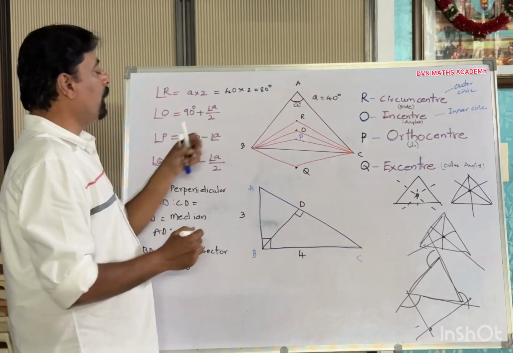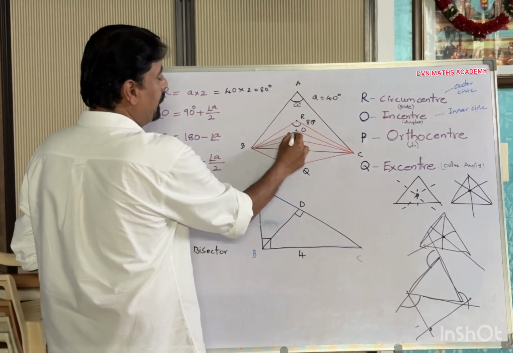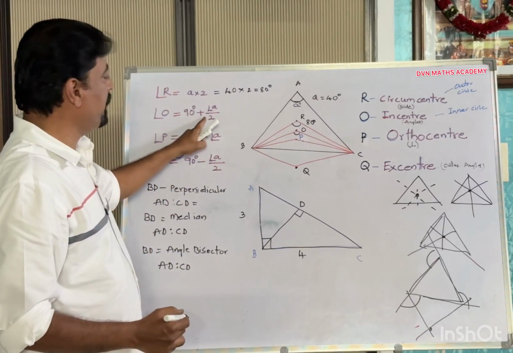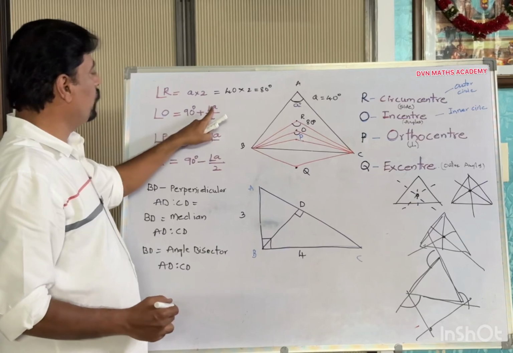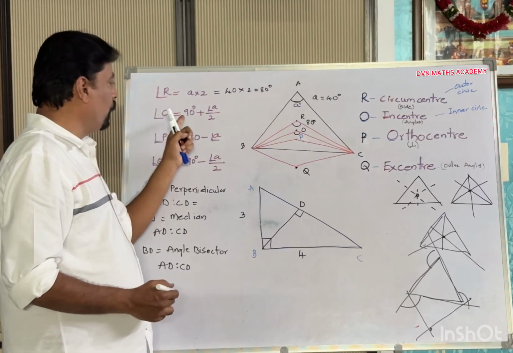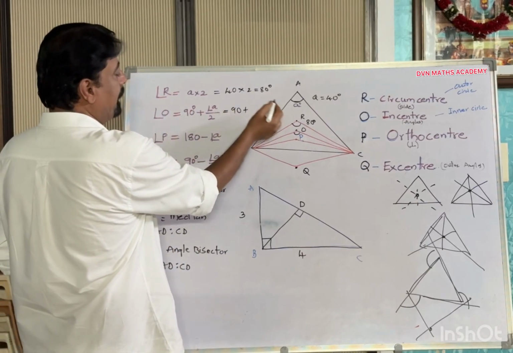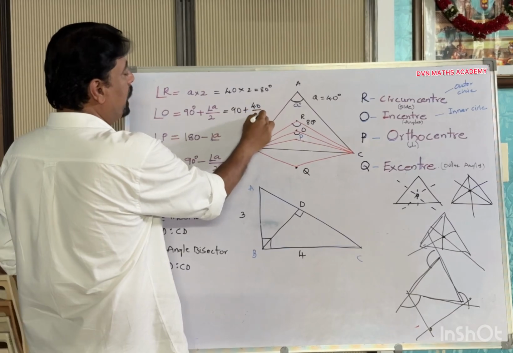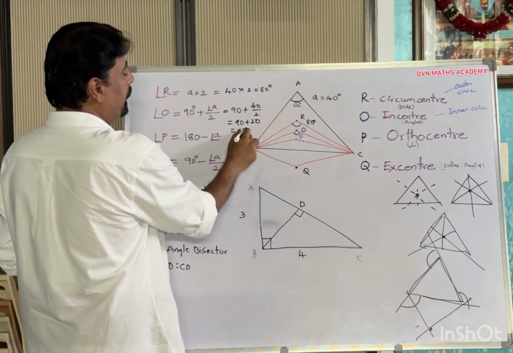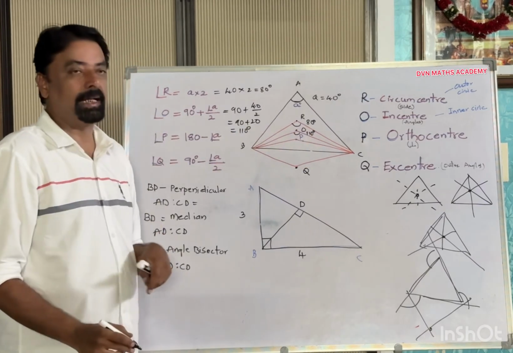For example, R is 80, I got, and now O. Angle O is equal to, one formula is there, that is 90 plus angle A by 2. Already I told you angle A is equal to 40, then directly we get angle O by using this formula, that is 90 plus 40 by 2. Then you will get 90 plus 20, then it will be 110 degrees. Therefore, angle O is 110 degrees. Like this, you will get angle O.